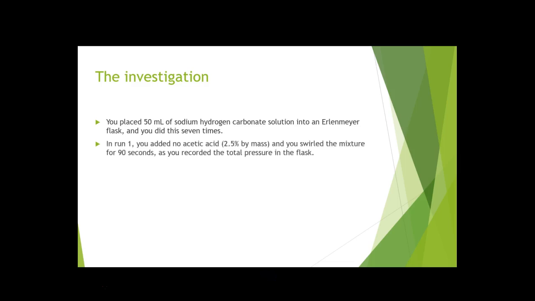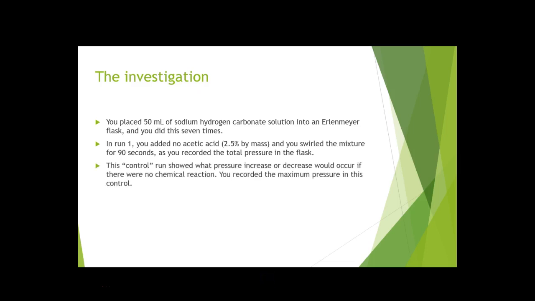Here's what you did. You placed 50 milliliters of sodium hydrogen carbonate solution into an Erlenmeyer flask, and you did this 7 times. In the first run, you added no acetic acid, so there would be no reaction. And you swirled the mixture for 90 seconds as you recorded the total pressure in the flask. It didn't go up much. This control run would show what pressure increase or decrease would occur if there were no chemical reaction, because there were no chemical reactions going on in that flask. You recorded the maximum pressure in this control run.